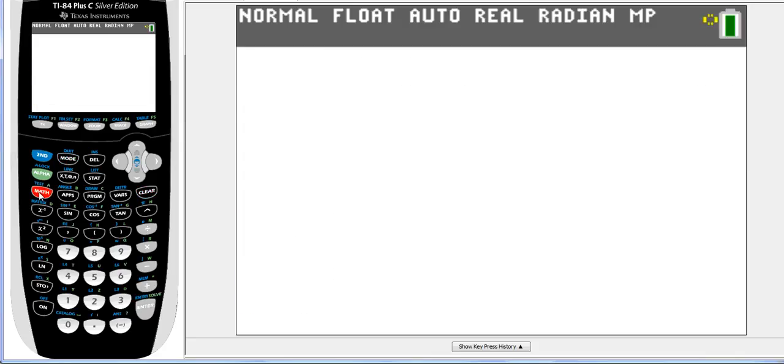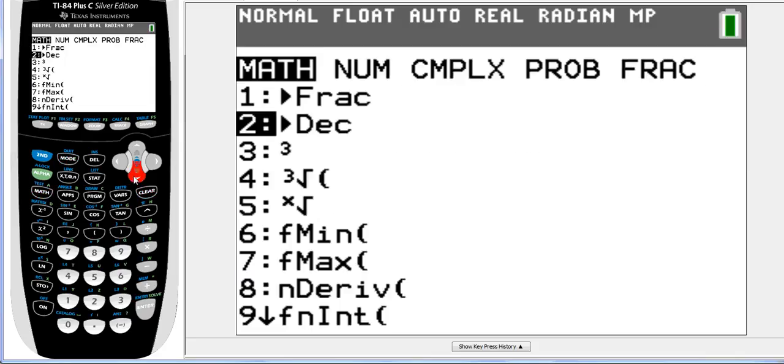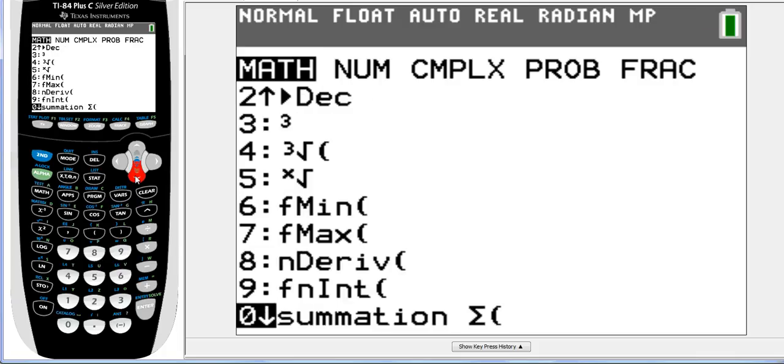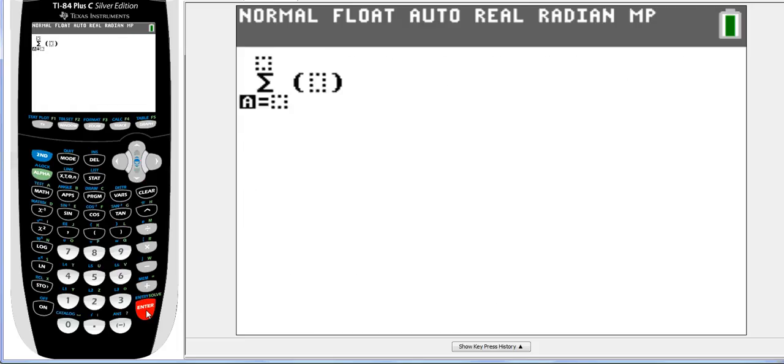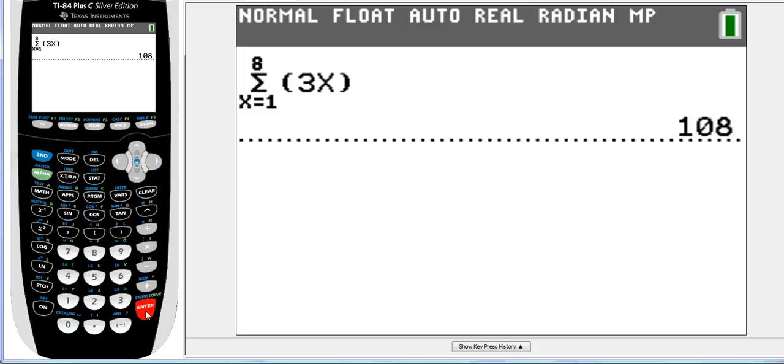Okay, math. I believe it's down here under 0. Yep, there it is. So you have to be really careful. It's 0 right there. Scroll all the way down until you get summation, and then you're going to define your variable. Mine's going to be x. I am going to go from 1 up here to 8, and then type your formula in. So 3x. Go ahead and hit enter, and it'll spit it out for you.